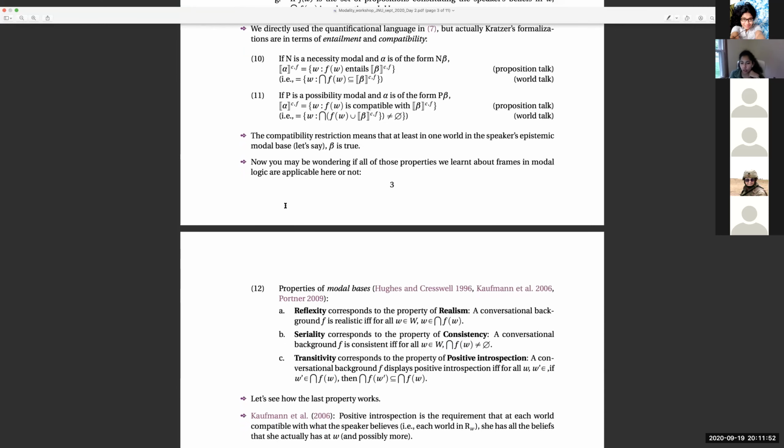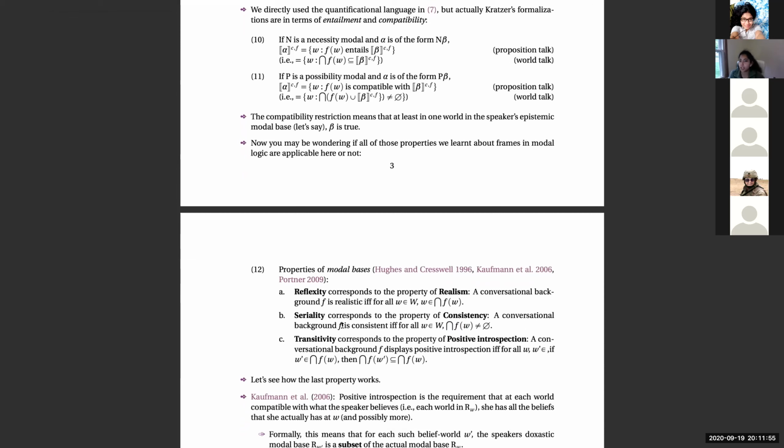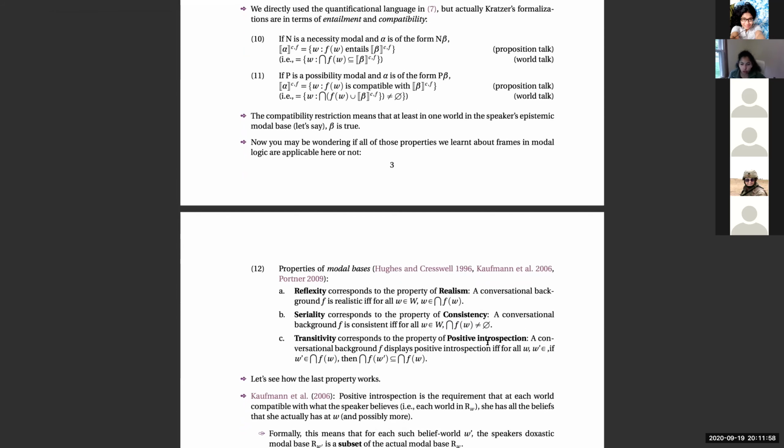Now, looking at the time, I will try to make as much sense of this as possible. Let's see how this goes. So positive introspection. A conversational background, F, displays positive introspection if and only if for all W and W prime, a W is missing here, the big W. You can just insert that in your mind. So for all W and W prime in the big W, if W prime belongs in the modal base generated from W, then the modal base corresponding to FW prime is a subset of the original modal base.